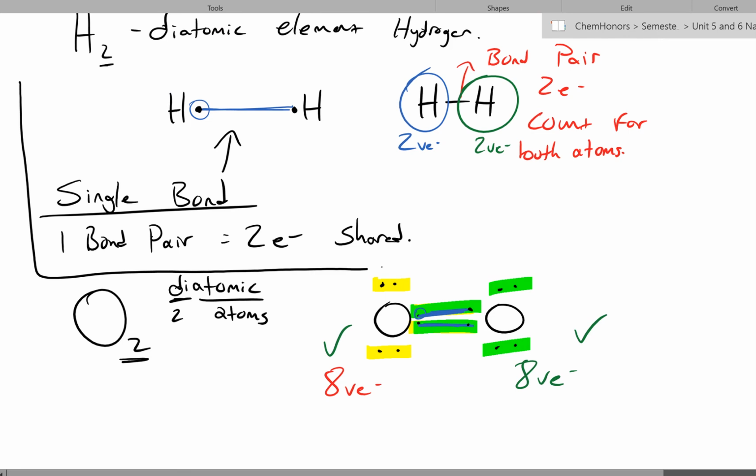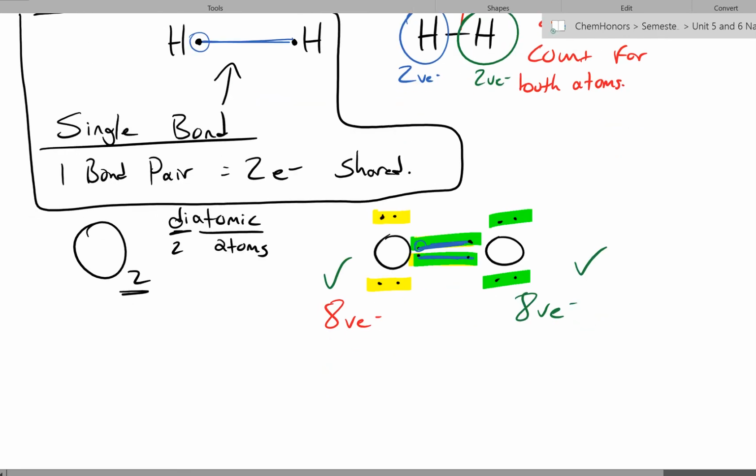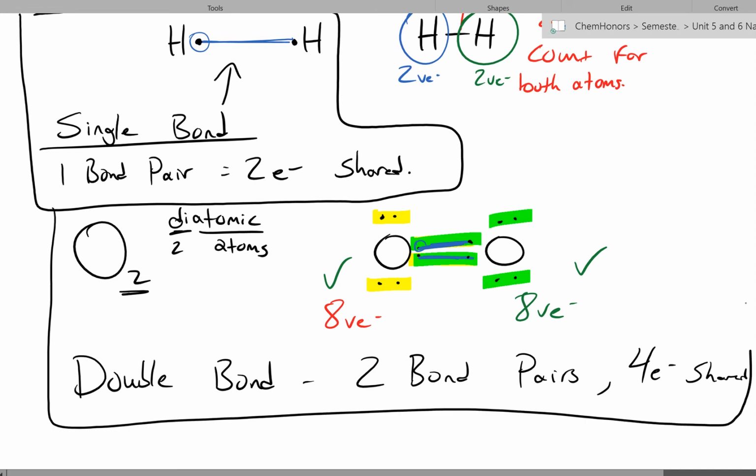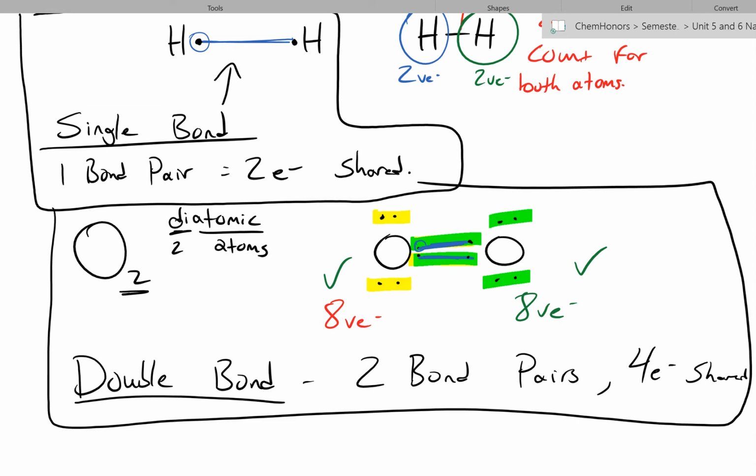So the only difference between, and I should probably label this a little better, this right here, this is our single bond. It kind of makes sense because there is a single bond in between them. This example right here is a double bond. All right? We have 2 bond pairs and 4 electrons being shared. Done. It's a double bond.